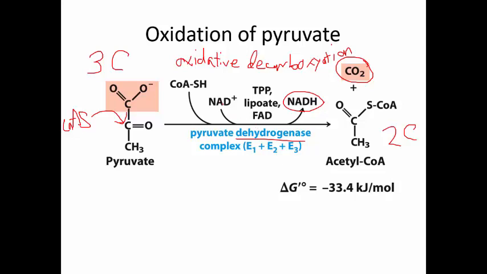All right, so those are the 2 key parts to that: what actually happens, and the fact that we're going to make an NADH. This has a very negative delta G. This is a very irreversible reaction. You cannot go backwards. So in humans, we can take pyruvate and go to acetyl-CoA. We cannot take acetyl-CoA and go backwards to pyruvate.